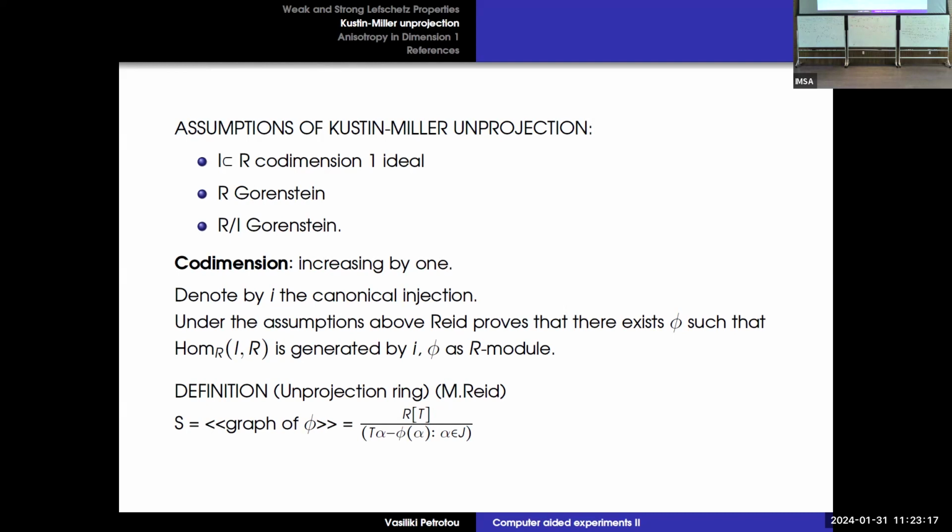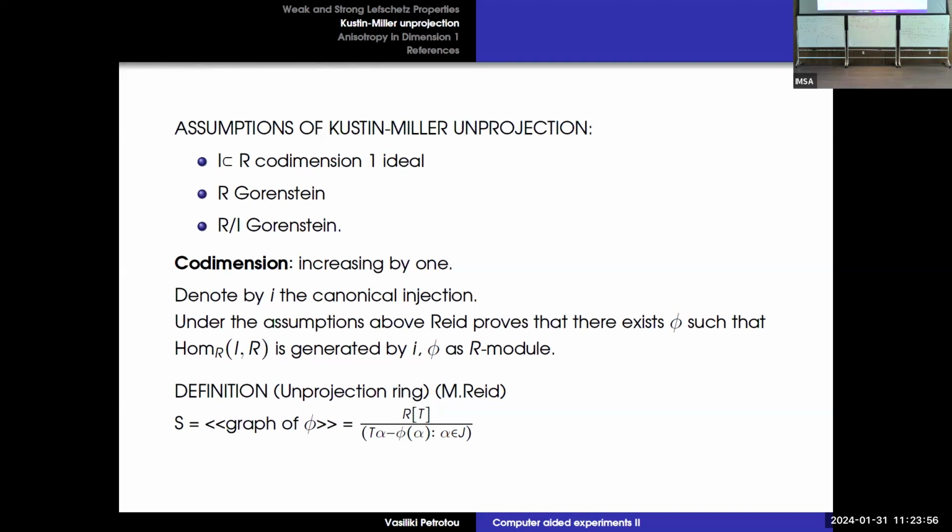In the next slides, I want to discuss how we can use the computer in order to compute a linear projection. But let me remind you what a linear projection is. From yesterday's talk, the substance of linear projection is that we are starting with a dimension 1 ideal, which lives in a Gorenstein ring, such that the quotient is Gorenstein too. In this case, the codimension is increased by 1.